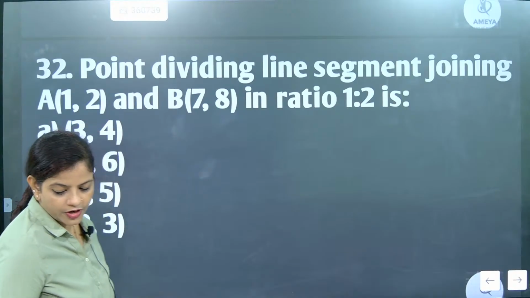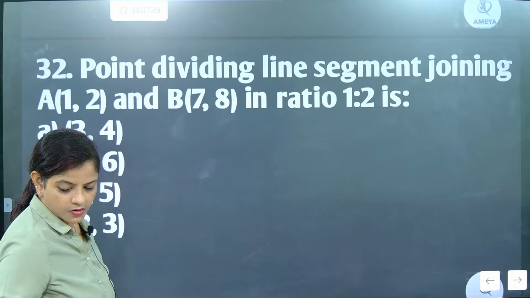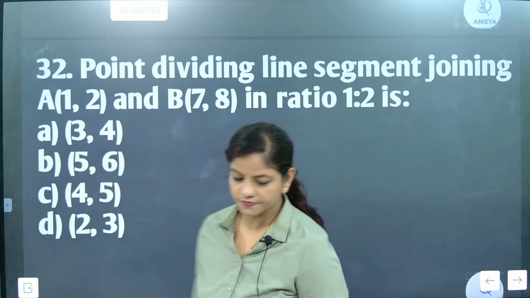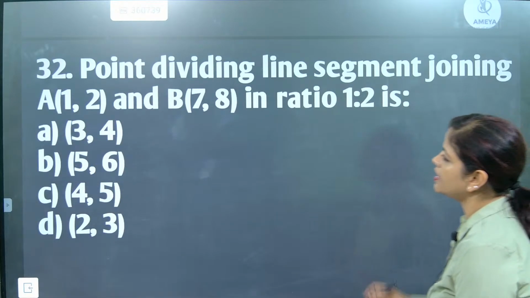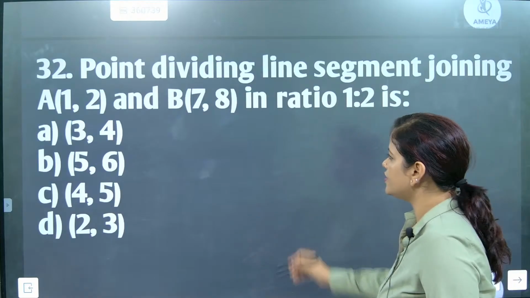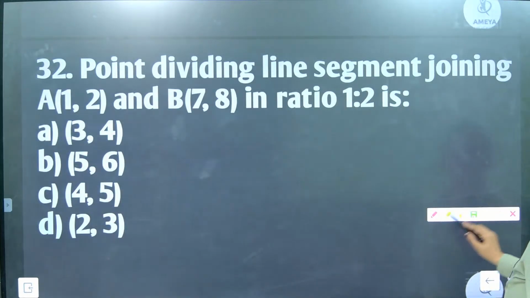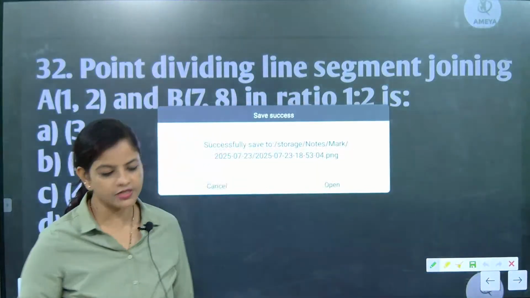Come on, we'll go for it. Now we'll go for it. Point dividing the line segment joining A, B in the ratio. So first, yes, we are going to solve this question. Let's check this one out.